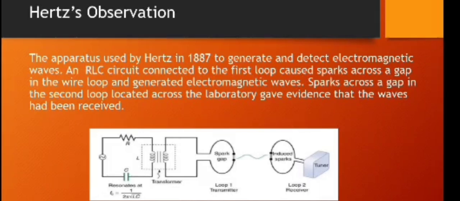So, this is the apparatus used by Hertz in 1887 to generate and detect electromagnetic waves. An RLC circuit connected to the first loop produces sparks across the gap in the wire loop and generates electromagnetic waves. Sparks across the gap in the second loop, located across the laboratory, gave evidence that the waves had been received.